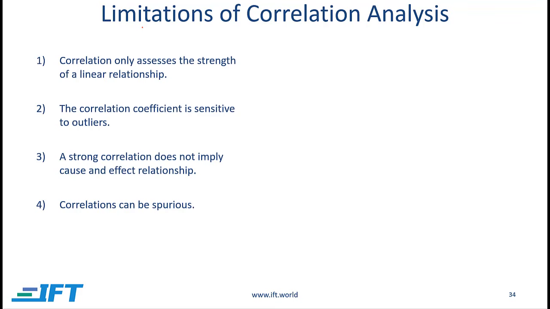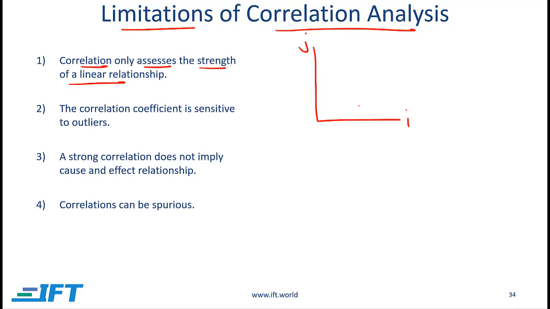We also need to understand the limitations of correlation analysis. Correlation only assesses the strength of a linear relationship. So if we have two variables I and J and there is a relationship like this between I and J, this is a very strong relationship, but it is not a linear relationship. Therefore, when we calculate the correlation between I and J, we'll get something close to zero.